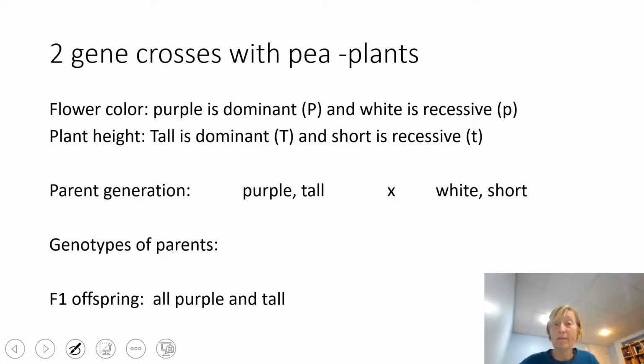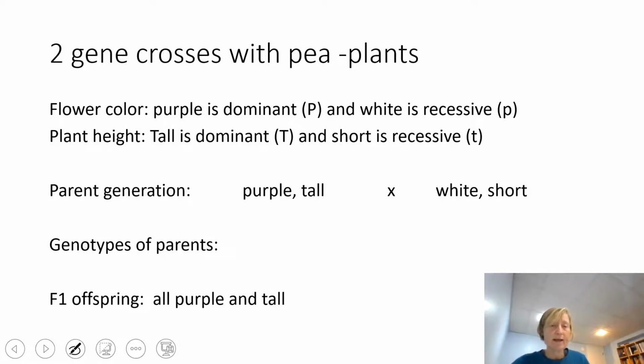We know that purple is dominant to white. We saw that already back in our last monohybrid cross. We also know that tall is dominant to short. So short is going to have the designation little t, tall is going to have the designation big T. So if we start with true breeding parents, the first parent is purple and tall. The second parent is white and short. What are the genotypes of these parents?